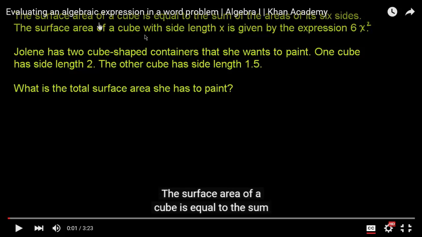The surface area of a cube with side length x is given by the expression 6x squared.